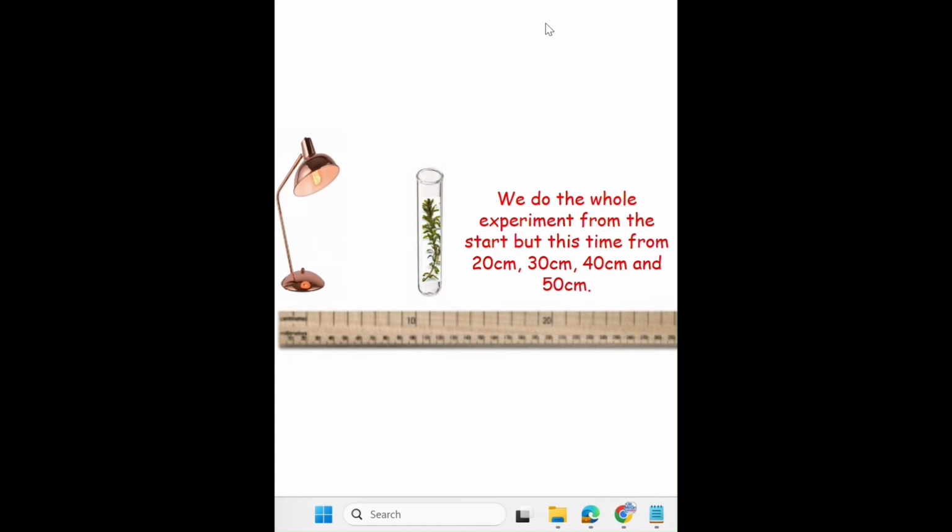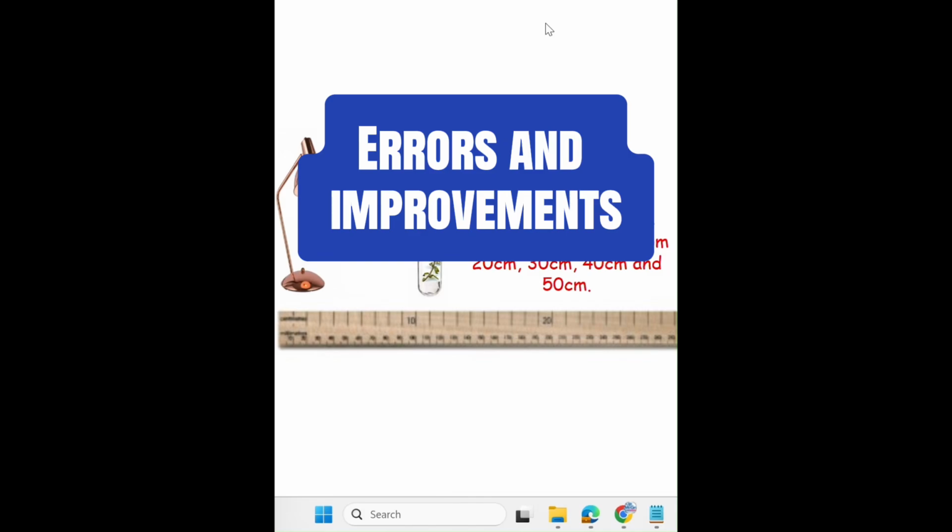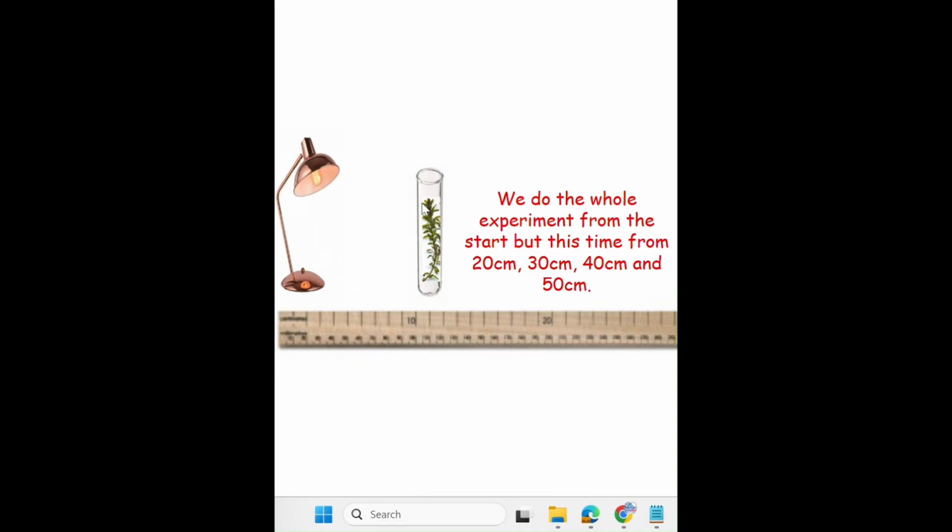And finally, the hardest part, which is the errors and the improvements. So the first thing I would say is, the most obvious one is counting bubbles, because that can be inaccurate, and it could be because you might miss a bubble. The rate of bubbles might go fast or slow, and you might miscount. And also the bubbles might be different sizes. So you might have a big bubble and then followed by a small bubble, and they have different volumes.